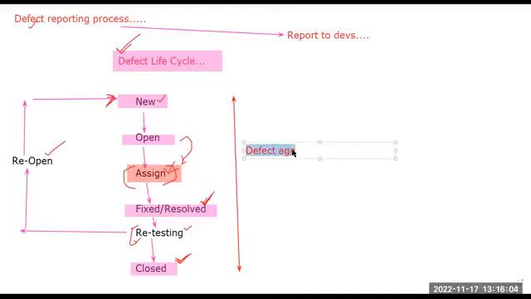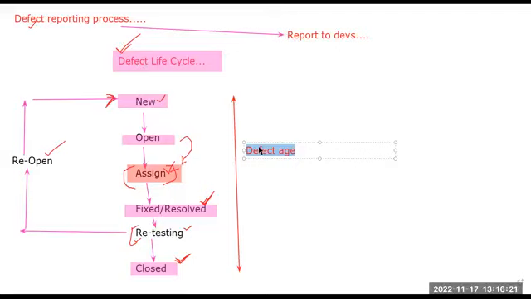It's similar to our human life, from birth to death. Whatever time we have, that we call our age, right? Similar here for the defect. From opening to closing a defect, that is the defect age. But this journey of the defect, that we call the defect life cycle.